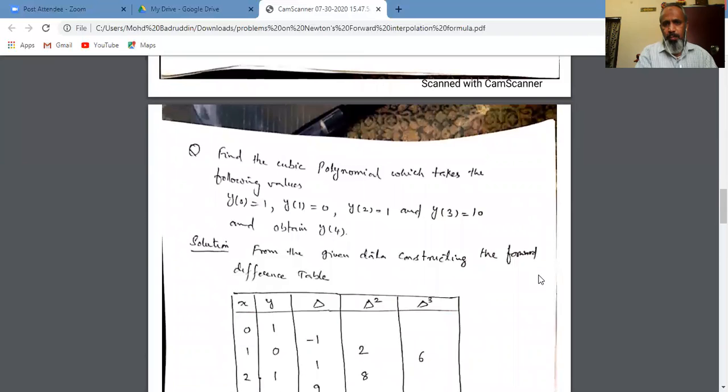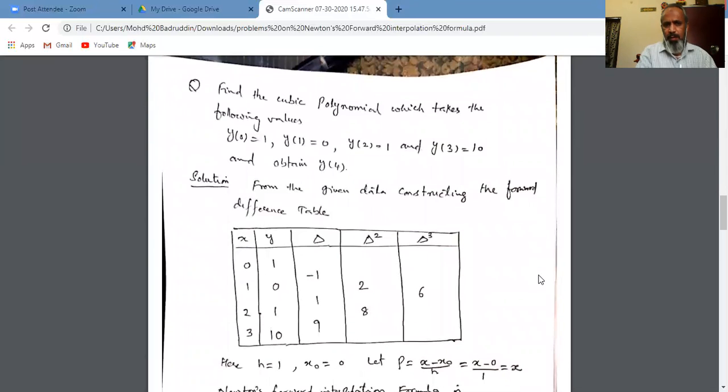Find the cubic polynomial which takes the following values: y0 is equal to 1, y1 is equal to 0, y2 is equal to 1, y3 is equal to 10, and obtain the value of y of 4. Means at x is equal to 4, what is the value of the function, that is y4, we have to determine. And it is not given by which formula we have to determine this value.